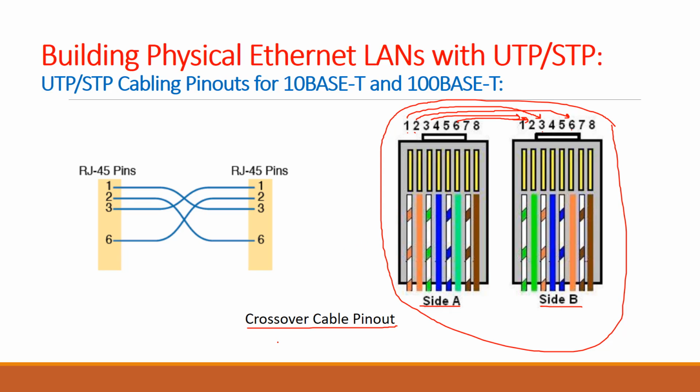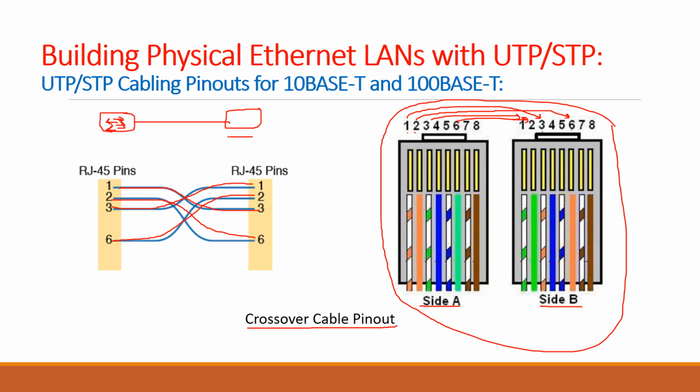This is called crossover cable, as you can see here. 1 to 3, 2 to 6, 3 to 1, 6 to 2. This is used in case the two devices use the same pins for transmitting and receiving. So if you are going to connect switch to switch, this is the symbol of the switch, you will use crossover cable.